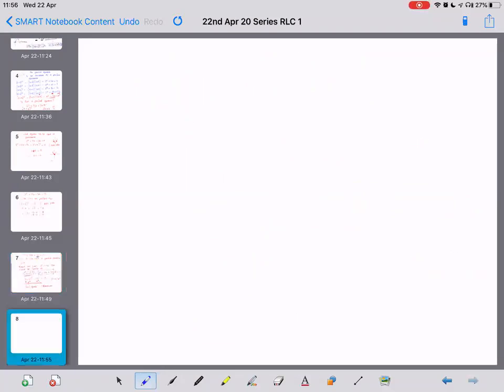So one more example we'll look at is this one: 3s squared plus 12s plus 5 equals 0. What do you think we need to do first so that we can turn it into a perfect square?